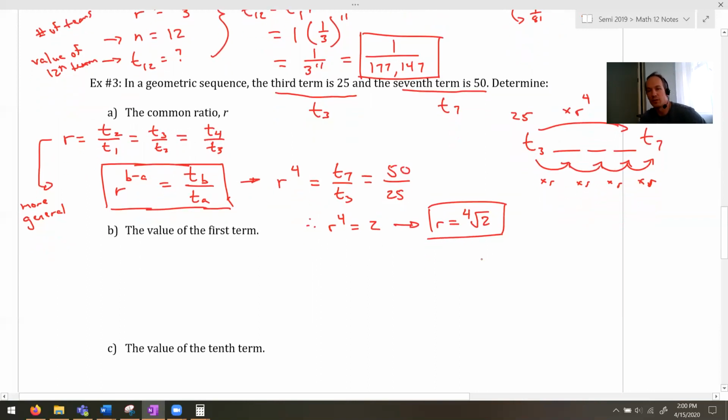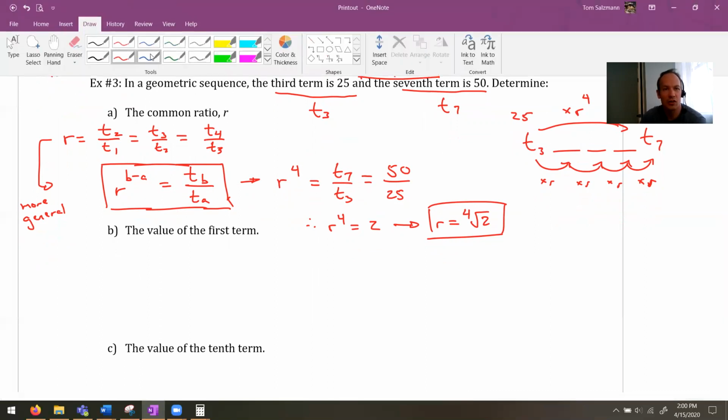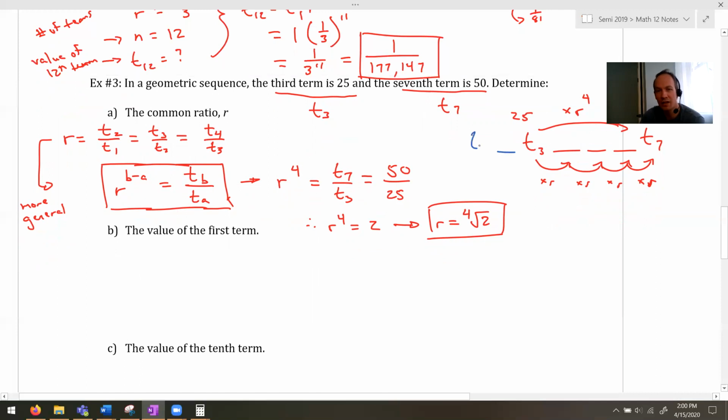If I want to know the value of the first term, there's a few ways you can do this. One way is to just use some common sense here and say, if I know T3 is here, I can back up 2 spaces to get to T1. If I'm going to the right, I'm multiplying by R. If I'm going to the left, I'm dividing by R. So a real common sense approach would be to say that T1 is equal to T3 divided by R squared. So I could say this is 25 and I'm going to divide by R squared.